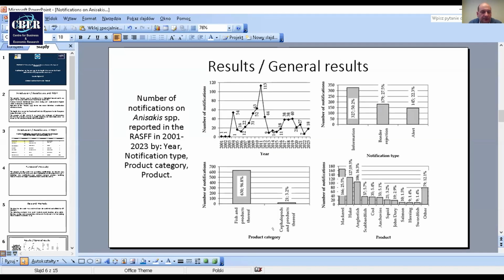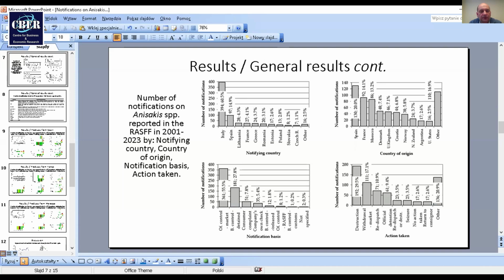And the general result, as we can see, in the system, the most notifications were made in 2011, and they were information notifications. They were reported within fish and fish products, and the products most notified were mackerel, hake, and anglerfish, these three species of fish. And when we consider the notifying country, this parasite was reported mainly by Italy and Spain, and the country of origin of this fish with this parasite was Spain, France, and Morocco. And these countries accounted for about half of all notifications concerning this parasite.